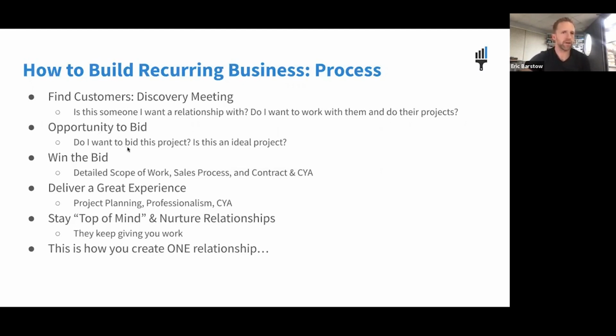But then I need to determine, before I do the bid, do I want to bid this project? Is this an ideal project? And do I have a good shot at winning it? Because some of these commercial projects are going to take you an entire day to bid. And what some people find out the hard way is they are being used as a third bid when the person they're bidding for never had any intention of hiring them, but they needed to get a third bid.